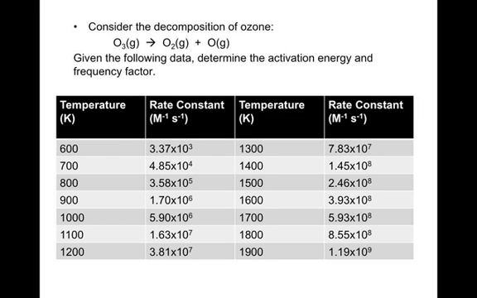In this video, we're going to look at the Arrhenius equation, which tells us how the rate constant depends on temperature. In this example, we're looking at the decomposition of ozone, and we want to determine the activation energy and the frequency factor. We're given a bunch of temperatures and the rate constant at those temperatures.